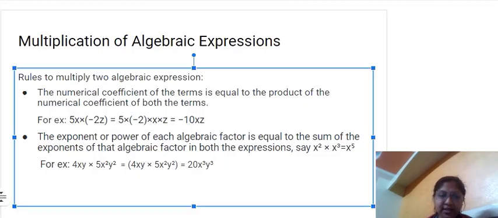And the second rule is that the exponent or power of each algebraic factor is equal to the sum of the exponents of that algebraic factor in both the expressions. That is, x square into x cube is equal to x to the power 5. We have added the powers of the exponents here. So here we have the example 4xy into 5x square y square. We will multiply the coefficients here, we will get 20, and then we will add the exponents of the variables. We have x to the power 1 and x to the power 2. So we will get x to the power 3 here, 2 plus 1. Here we have y to the power 1 and y to the power 2. So we will get y to the power 3.